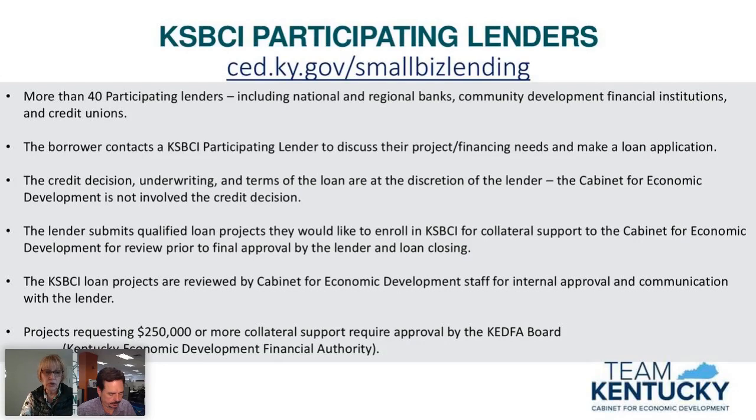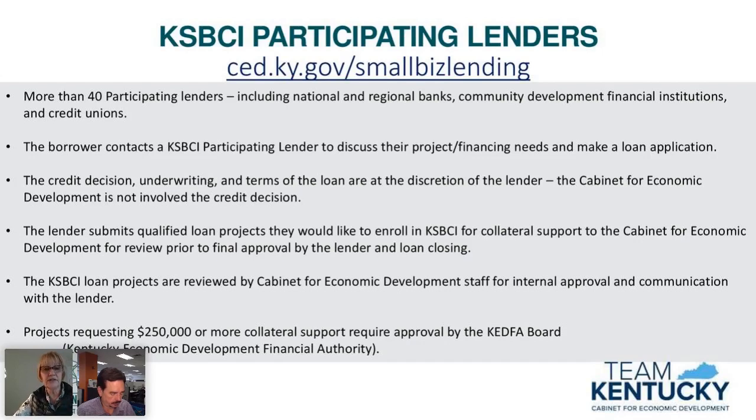The borrower works with the lender and the lender works with us. So you don't need to contact us to make application on this loan. You look at the participating lender list, and if your lender's on there, fine, or you can pick another lender. Or if your lender is not on there and they're interested in it, they can contact us and we can get them signed up.